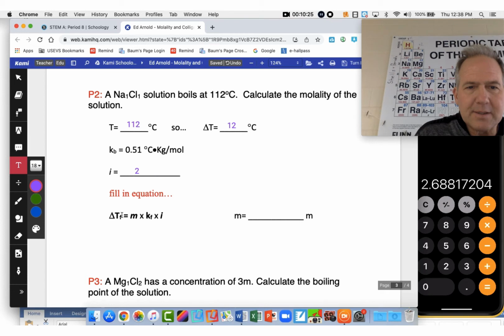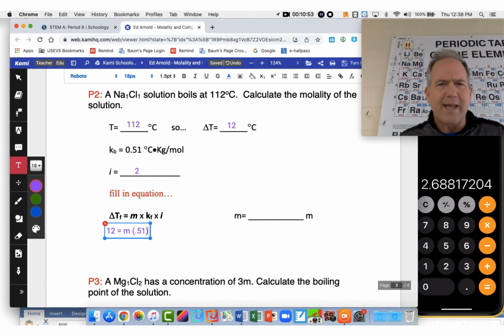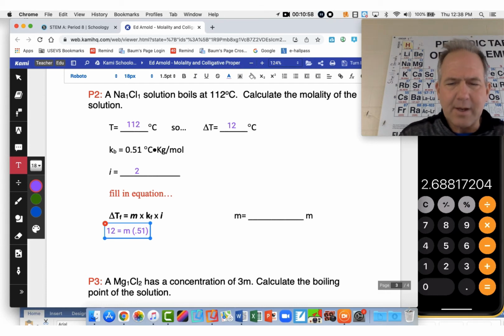Fill in your blanks. So we have, remember it wouldn't work last time, so let's do it this way. So we use the right one. It's delta T, so 12 equals, we're solving for m. I like the parentheses. So we have 0.51, and you have to use that. That's the effect it has on boiling. It's different than freezing because it's not forming a crystal. It's not forming that lattice structure. It's evaporating, so it's going to have a different value in there. And then, of course, our i, which is 2.